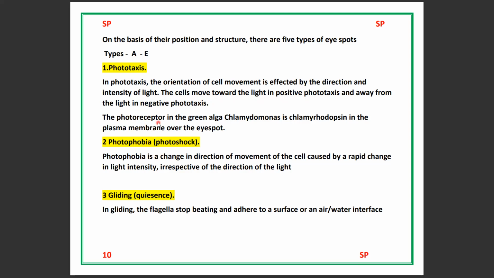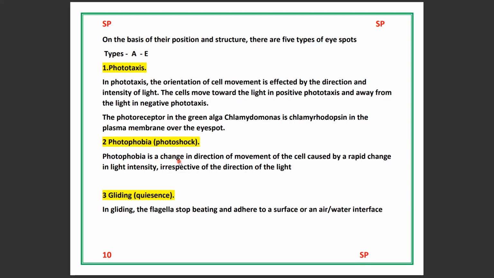The photoreceptor in the green alga Chlamydomonas is chlamyrhodopsin, and in Volvox it is volvoxrhodopsin. These photoreceptors are contained in the plasma membrane of the eye spot. They play a key role in the movement of the cell. So there are two types of phototaxis, positive phototaxis and negative phototaxis. When the cell moves towards the light, it is positive phototaxis, and away or far from the light, it is called negative phototaxis. And then photophobia or photoshock.